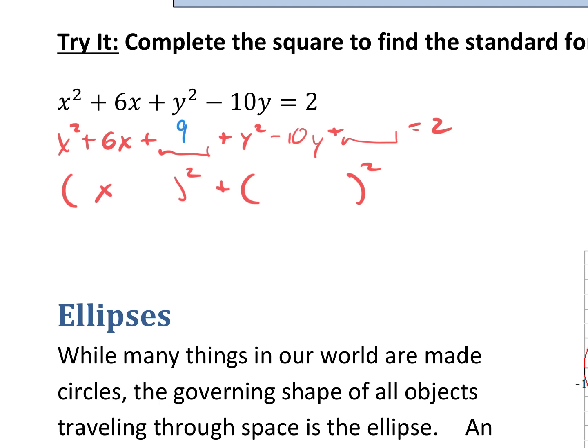Are we allowed to do that? Sure, as long as we do it to both sides. So now this bit right here will factor. This factors into x plus 3 squared.